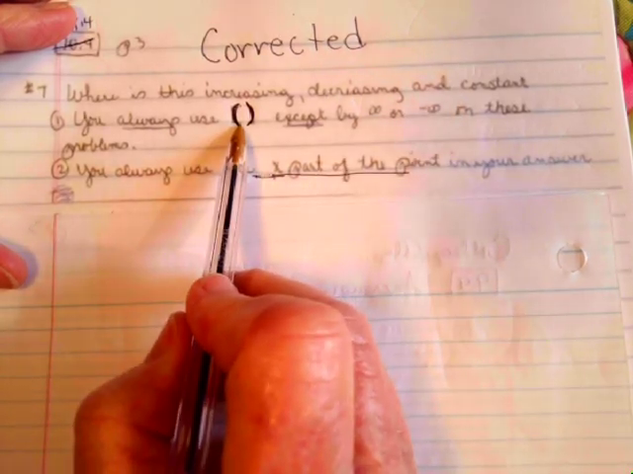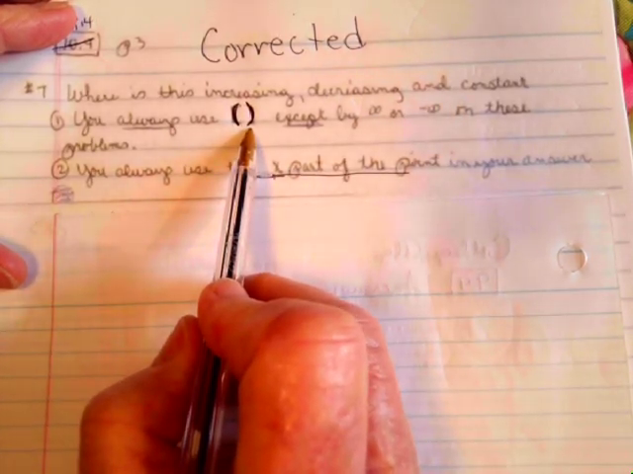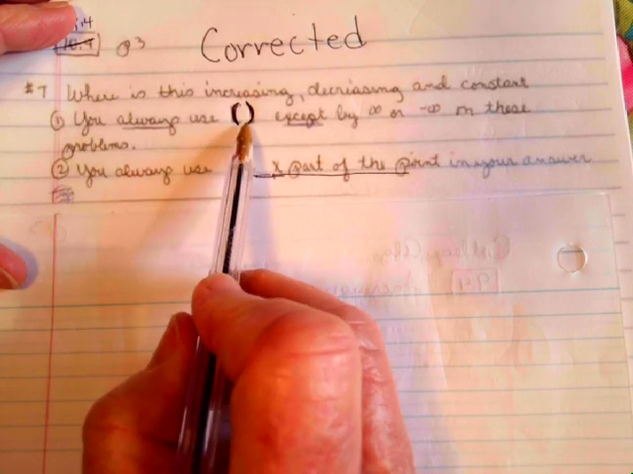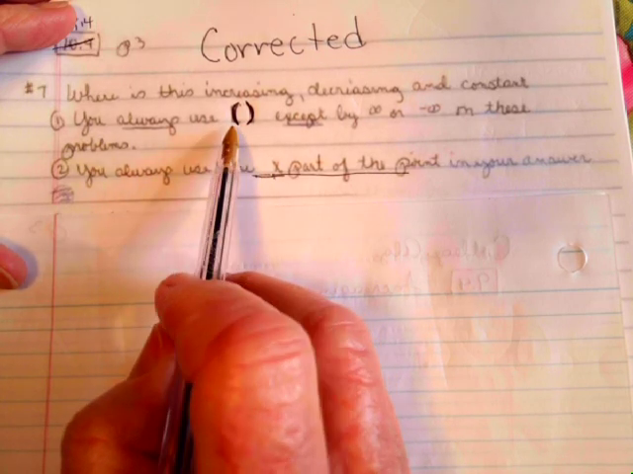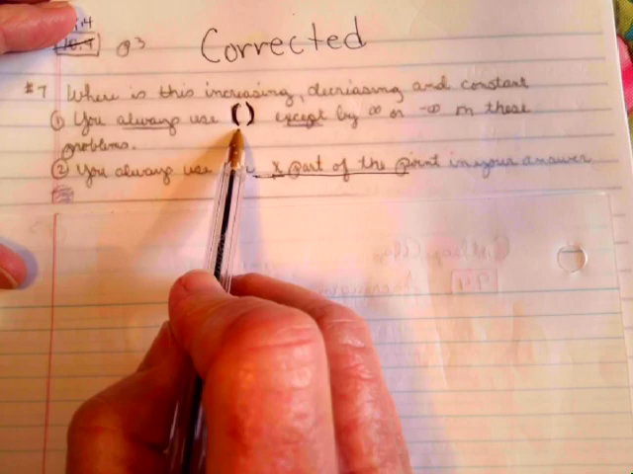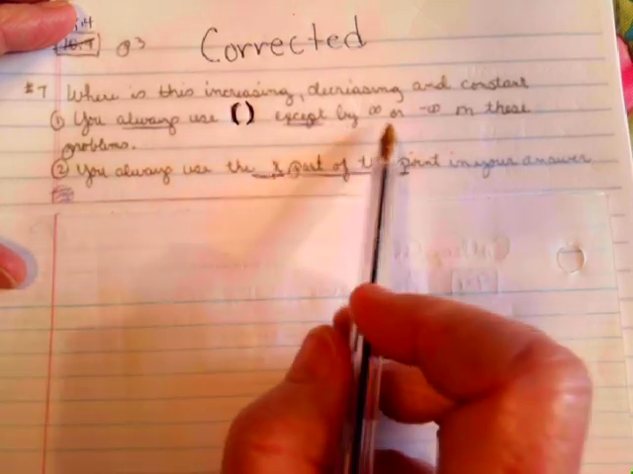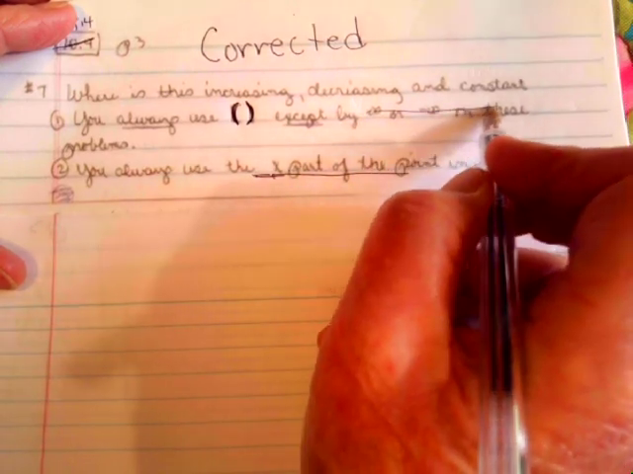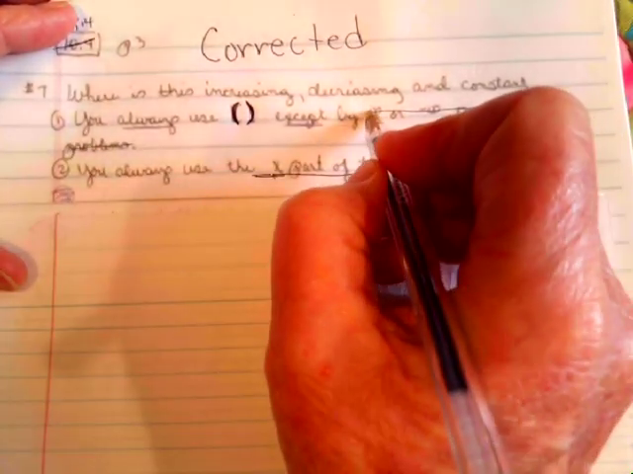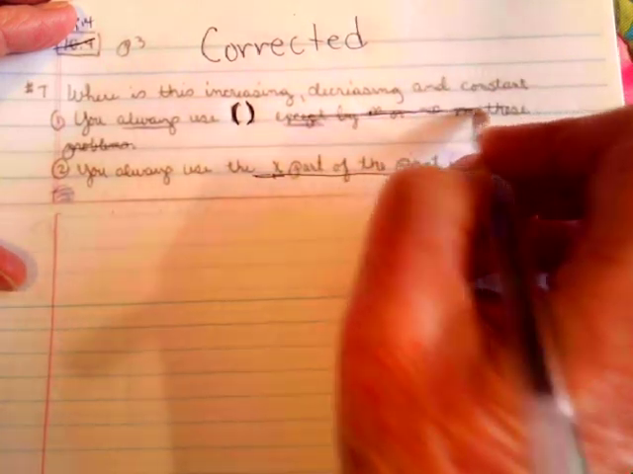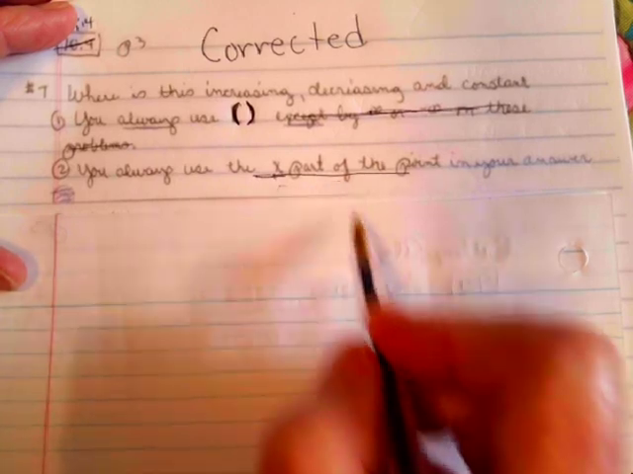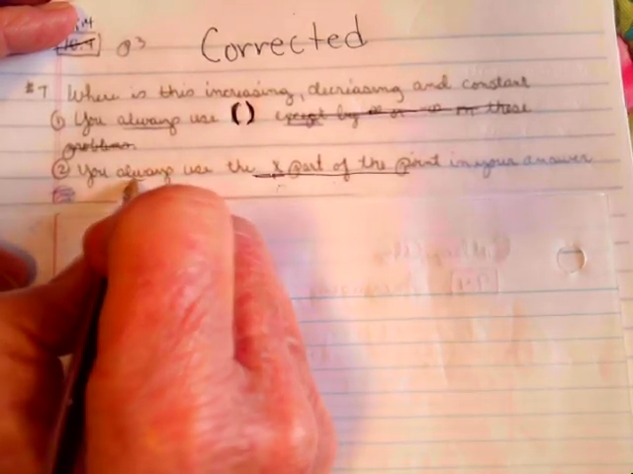You always use parentheses. The book had changed that for a couple of semesters. The book that we were using used brackets there, but no longer. The correct thing is you always use parentheses. We can mark out that exception. You always use the X part of the point. And I like it when somebody tells me always.